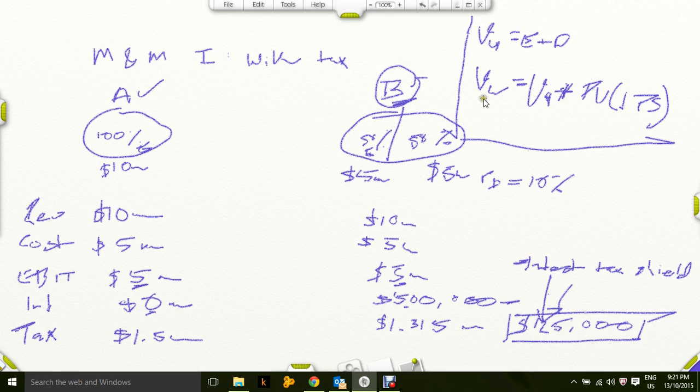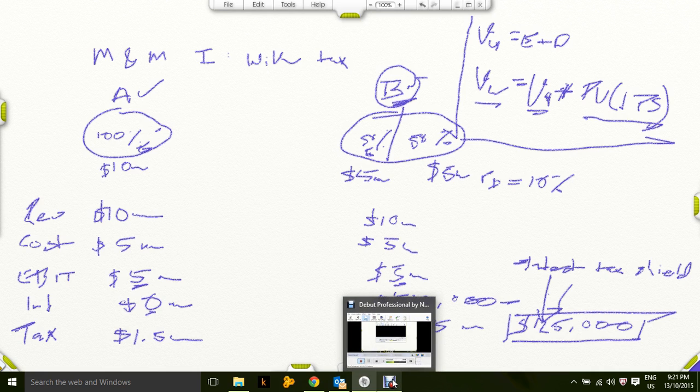So now we can say the value of the levered firm, or the value of company B, is the same as the value of company A, the unlevered one, but with the addition of the present value of the interest tax shield. And that is the M&M Proposition I with tax. Now you can take that further by taking into account the risk of insolvency, and that's later in the textbook, but this is the fundamental principle. So I'm going to pause that now and we'll move on to M&M Proposition II.